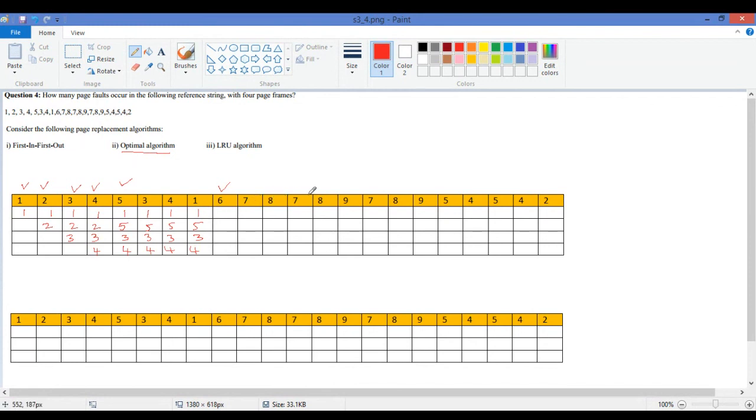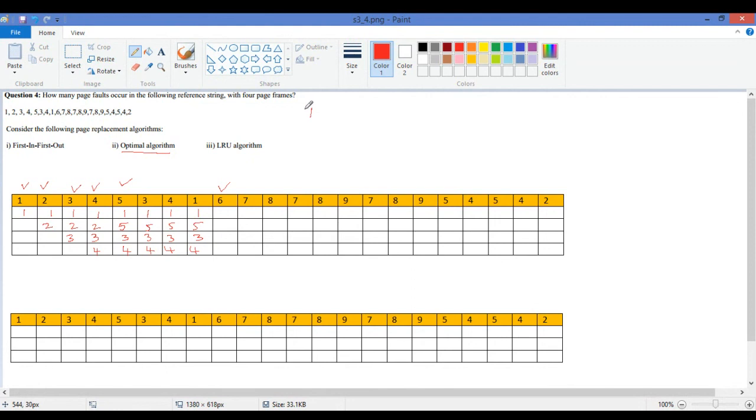So you have to look in the future, you see what is coming again. 5 is coming, 4 is coming. It means this 5 and 4 should not be removed. You can remove 1 and 3. Now the question arises, okay, if there are 2 candidates for page replacement, which should be given priority?